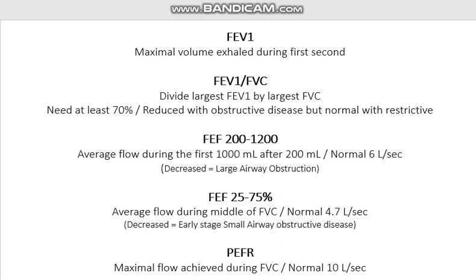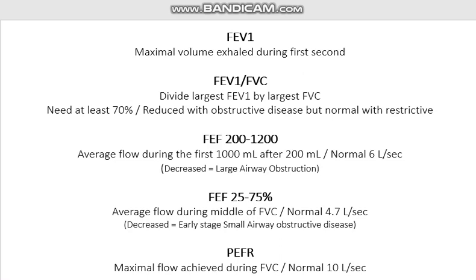The FEF 200 to 1200, which is the average flow during the first 1000 milliliters after 200 milliliters. It has a normal value of 6 liters per second. If decreased, it would reveal a large airway obstruction.